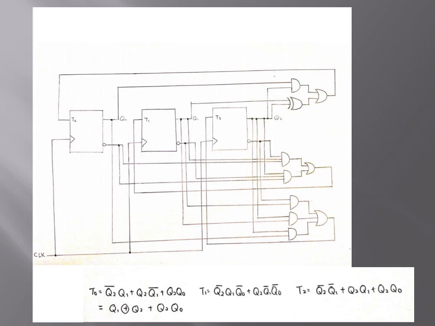And then for the T2, it is 3 AND gates with 1 OR gate. The first AND gate we connect to Q2 bar and Q1. The second AND gate we connect to Q2, Q1. And then the third AND gate we connect to Q2, Q0. And then we combine these 3 AND gates into an OR gate. The output that comes out we connect to T2.